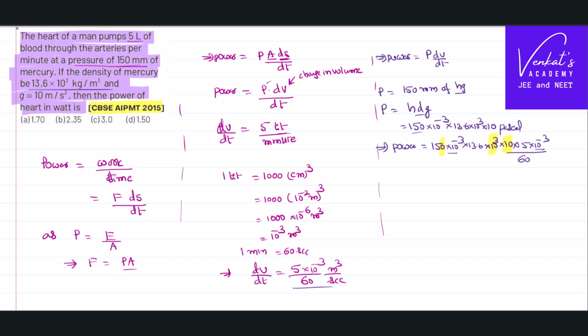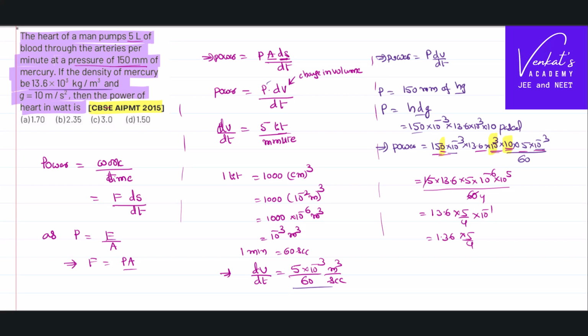Then I can rearrange these terms as 15 into 13.6 into 5, and I'm writing the 10 powers separately: 10 power minus 6 and 10 power plus 5, which is plus 3 plus 1 and plus 2, divided by 60. That is 15 fours are 60. So that will become 13.6 into 5 by 4 into 10 power minus 1. That is 1.36 into 5 by 4. So it's very clear 5 by 4 is 1.25.